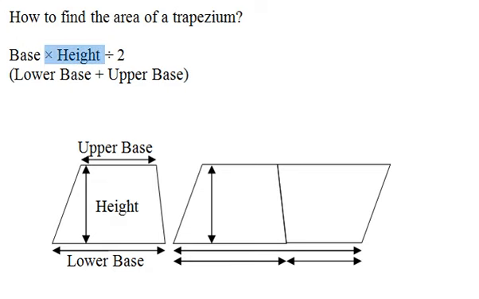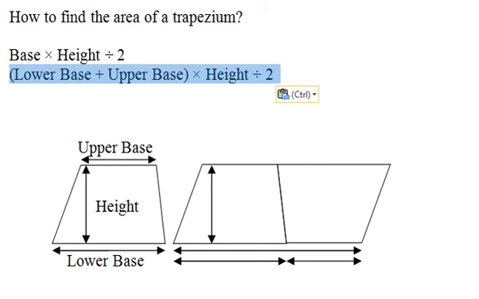And then because this multiplication gives us the area of the parallelogram, we still need to divide it by 2. So this is the formula for finding the area of a trapezium.